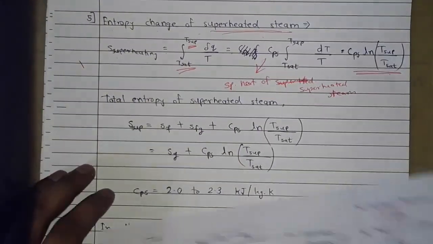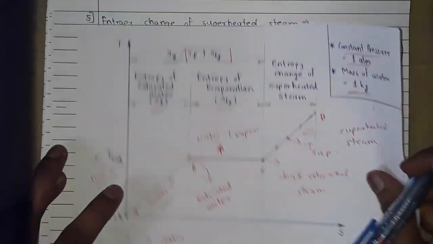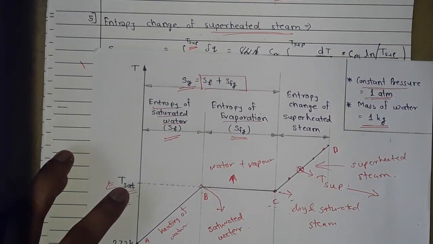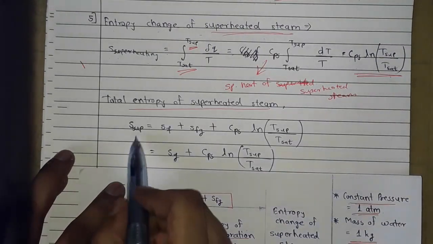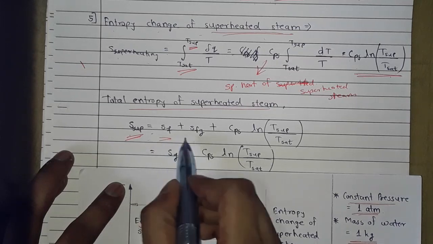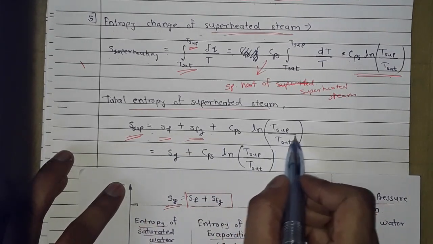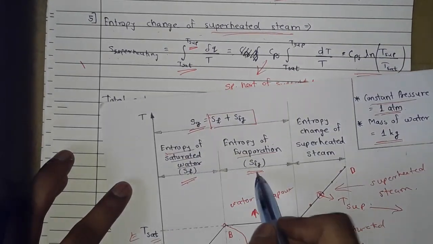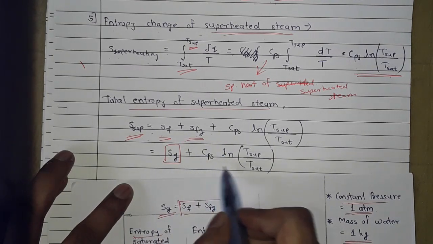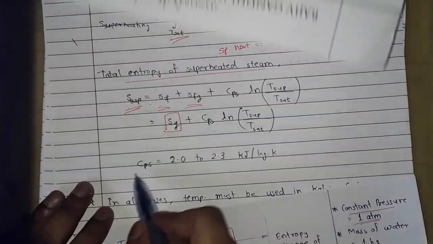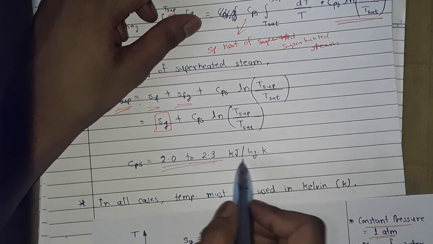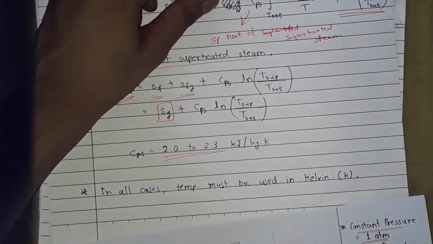Then now friends, here total entropy of the superheated steam, that is the total entropy which we get at this point is the summation of all the previous entropies. See here, S sup is equal to SF plus SFG plus CPS ln T sup upon T sat. That is here friends, this one plus this one plus this one. Here friends, SF plus SFG, as we know, SG plus CPS ln T sup upon T sat. And friends, here CPS, that is specific heat of superheated steam, is considered as 2.0 to 2.3 kilojoule per kg Kelvin.